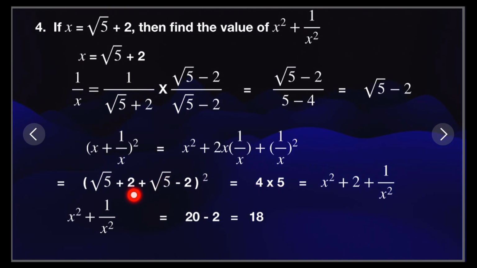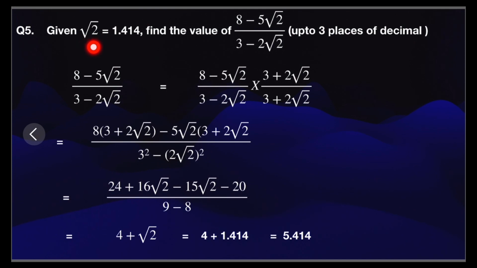So this becomes 20. Okay, 20 is equal to x square plus this x will cancel. x square plus 2 plus 1 upon x square. Okay, so 20 is equal to this value. So what is x square plus 1 upon x square? It will be 20 minus 2. The 2 will come on this side. So that is equal to 18. So this is the answer.